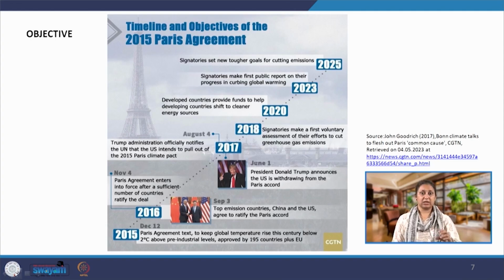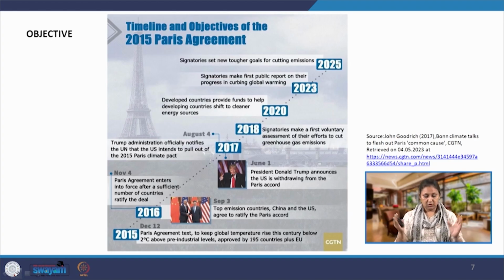The major historic events, if I have to tell you: in 2015 Paris Agreement was signed by almost all the countries of the world, and the prime objective of this agreement is to limit the global temperature rise up to 2 degrees centigrade of the pre-industrial levels. In 2016, top emission countries China and the US agreed to ratify the Paris Agreement, which was considered to be a major success, and Paris Agreement enters into force after a sufficient number of countries ratify the deal.